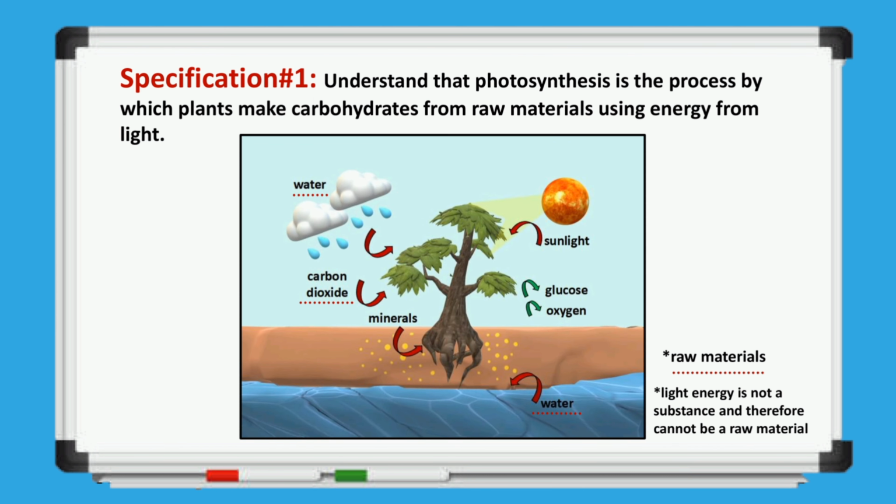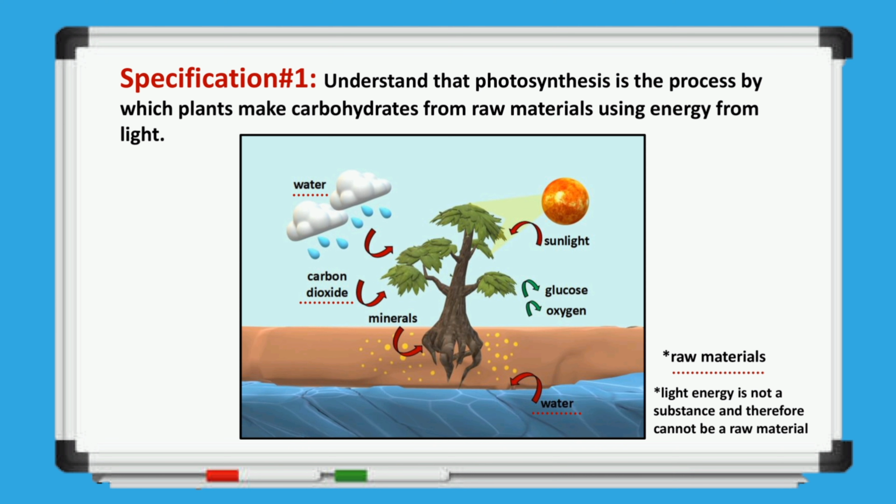So, we have specification number 1, which says, understand that photosynthesis is the process by which plants make carbohydrates from raw materials using energy from light. This diagram shows how photosynthesis happens in a plant. The roots take in water and minerals from the soil, while the leaves absorb carbon dioxide from the air and capture sunlight. These inputs, shown by red arrows, are used in the leaves where chlorophyll uses sunlight to trigger a reaction between water and carbon dioxide. This reaction produces glucose, which the plant uses for energy and growth, and oxygen, which is released into the air. These outputs are shown by green arrows.